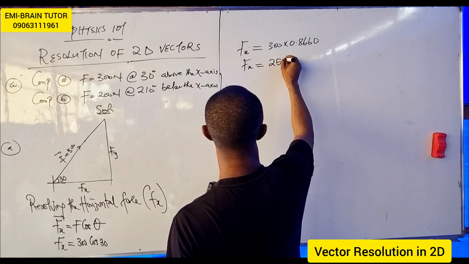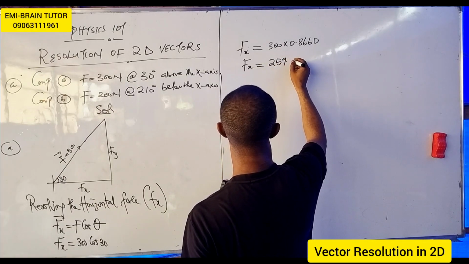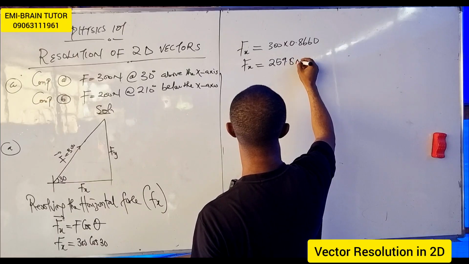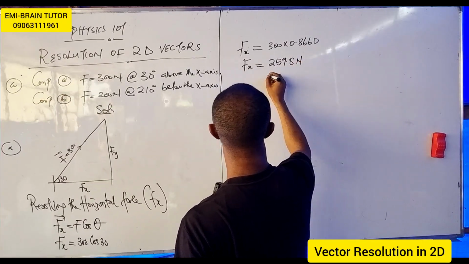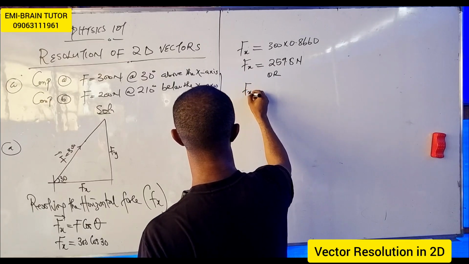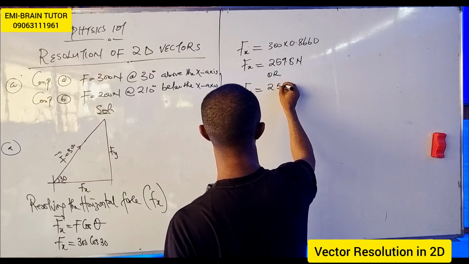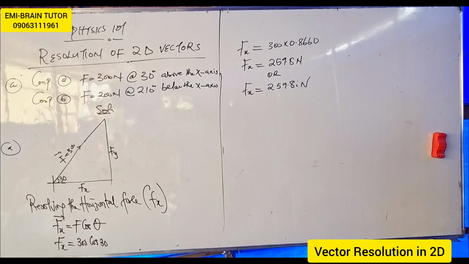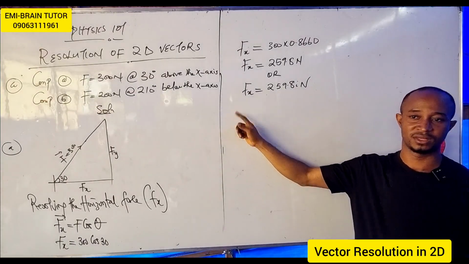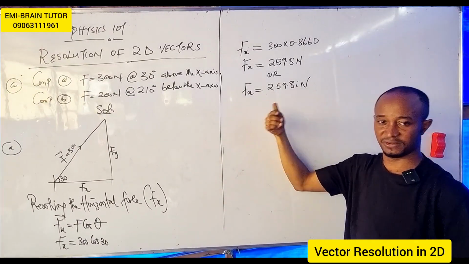So 259.8 Newton. What do we do here? Here becomes 259.8 Newton, or I can just say my Fx is what? 259.8 i Newton. Hope you know why we are putting i there. Why? Because I'm resolving the x, Abi. So that is my x component, the Fx component.